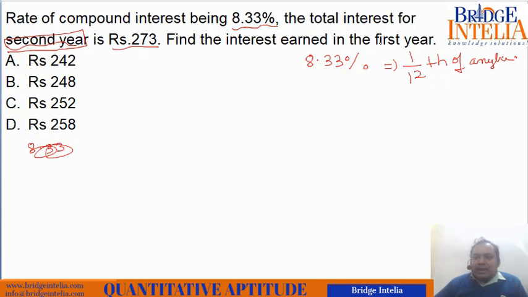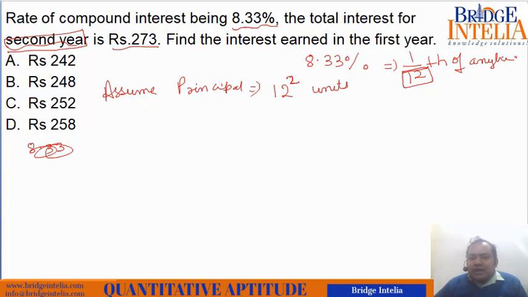8.33% is equal to 1/12 of something. You have deposited the money for 2 years. Now the strategy is to assume the principal to be 12 square units, this denominator being 12. Why square? Why not cube? Because the number of years is 2. That's why square. Had the number of years been 3, I would have taken 12 cube. So assume the principal to be 12 square units.